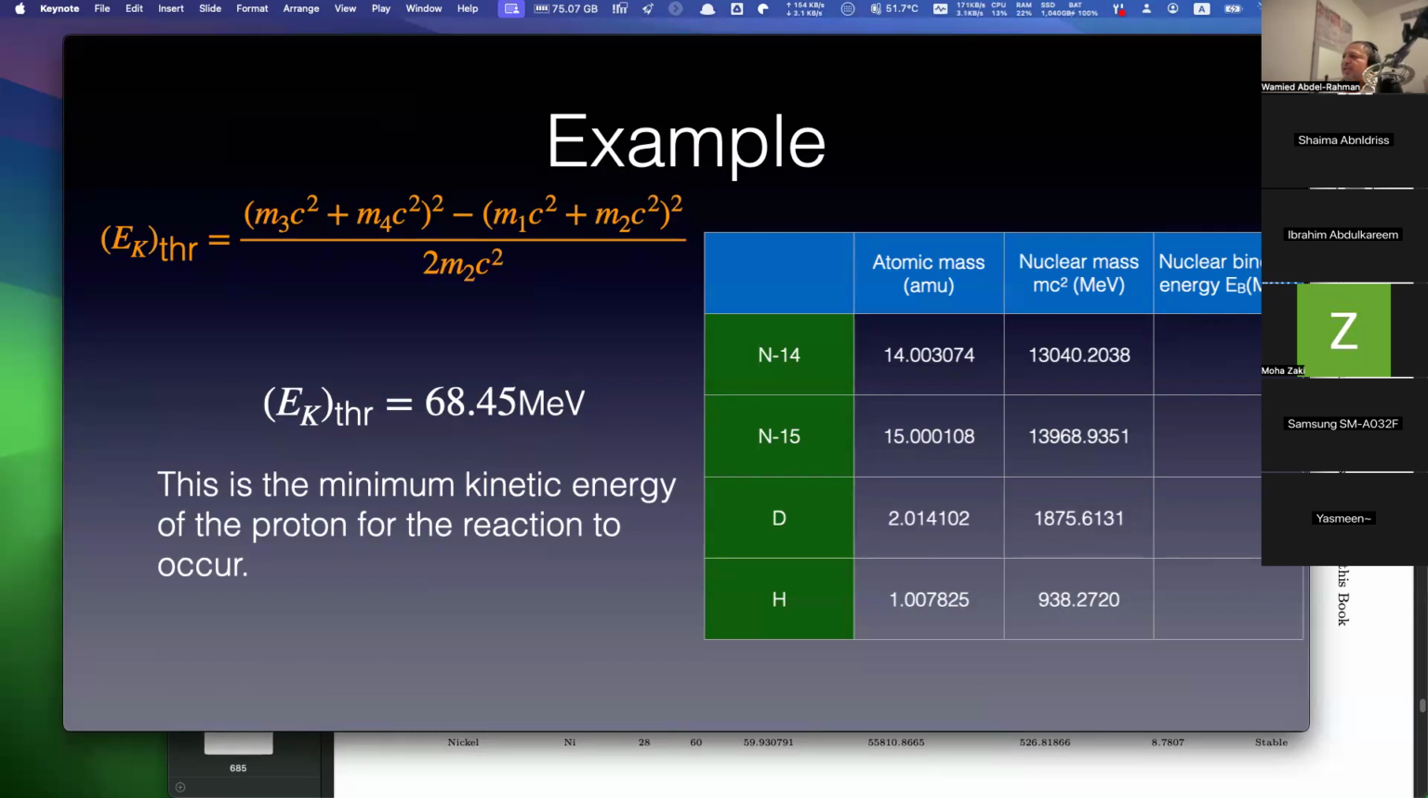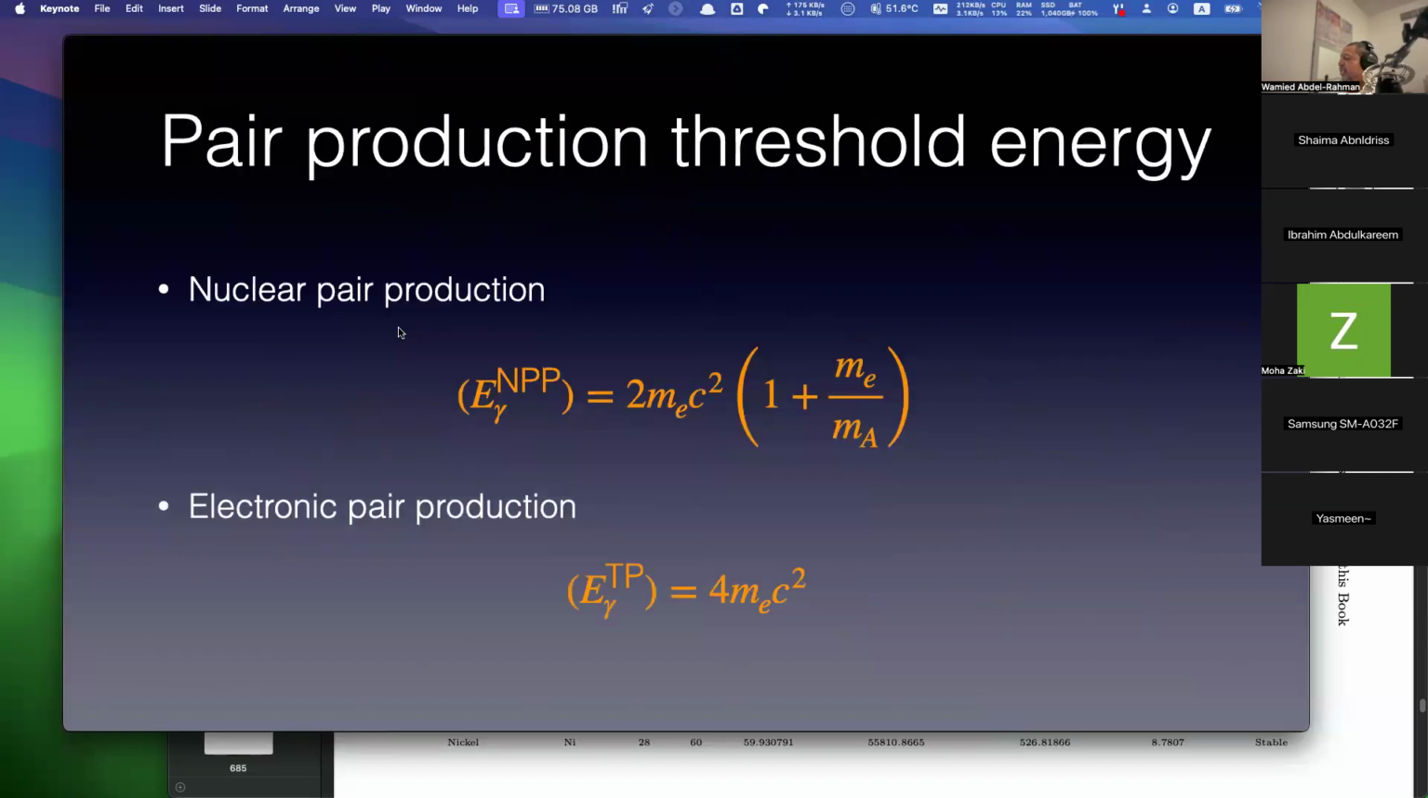We can always check any nuclear reactions, for example whether they are exothermic or endothermic, by just calculating the Q values. If the Q value happens to be negative, then we can take this further and ask what the energy of the projectile particle should be in order for this interaction to happen. So we can apply this formula for the threshold energy. This threshold energy is actually how we derive the formula for the threshold of nuclear pair production.